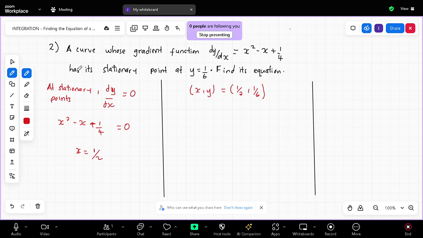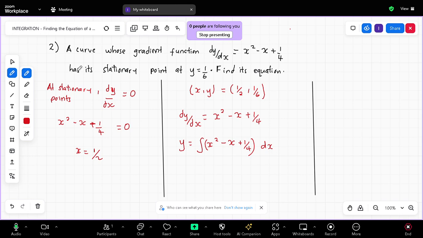Now, the gradient function dy/dx was given to be x squared minus x plus a quarter. So this implies that when you want to find the value of y, we need to integrate x squared minus x plus a quarter with respect to x.